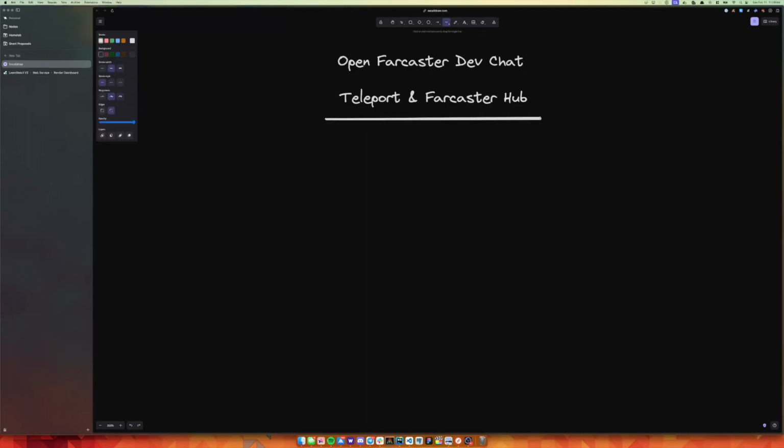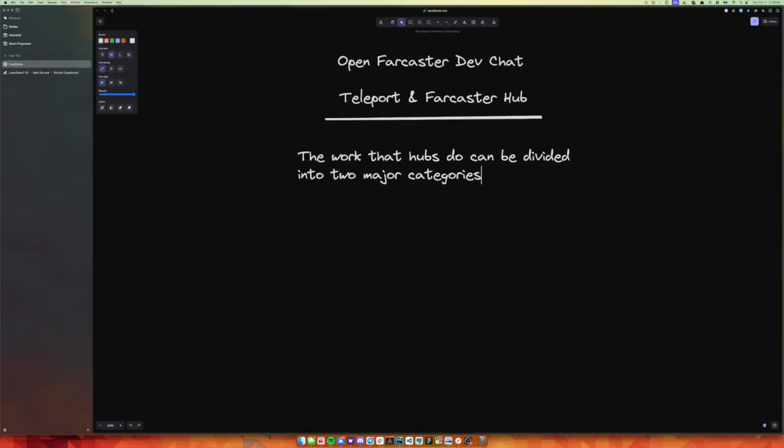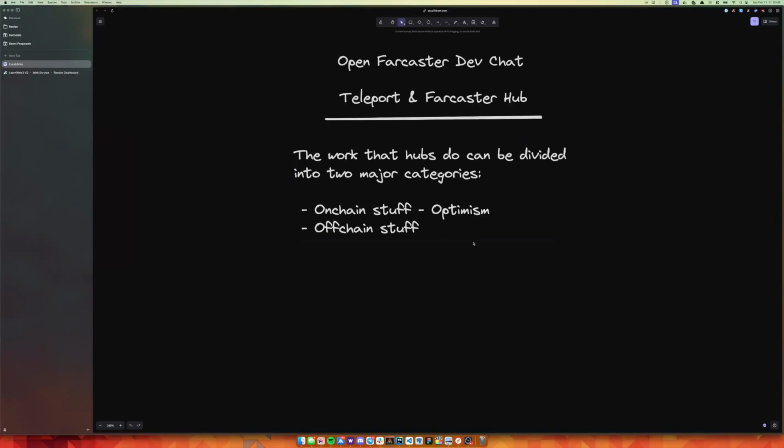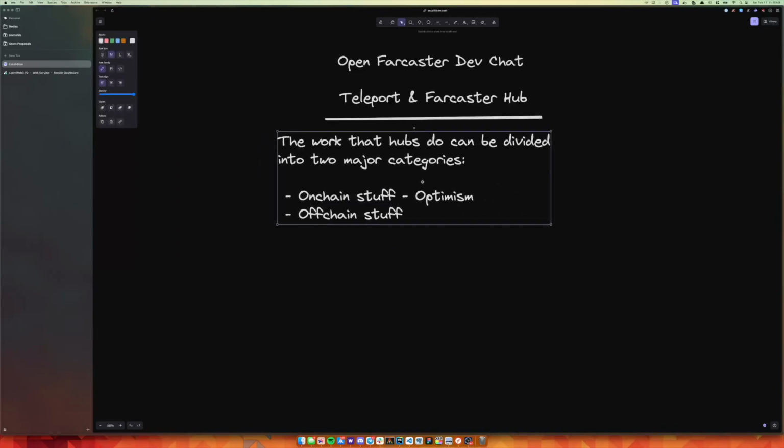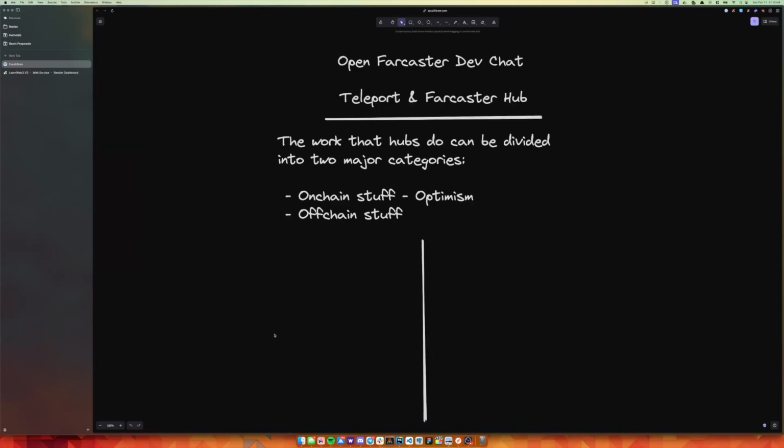Cool. So basically, the way hubs in general work, we'll do a little bit of hub context and then we'll get into some Teleport stuff. As you probably know, the work that hubs do can be divided into two major categories. There's some on-chain stuff and there's some off-chain stuff. On-chain here would refer to Optimism, not ETH mainnet. And then there's some off-chain stuff that is going on. So in the on-chain category, there's four things that are happening.